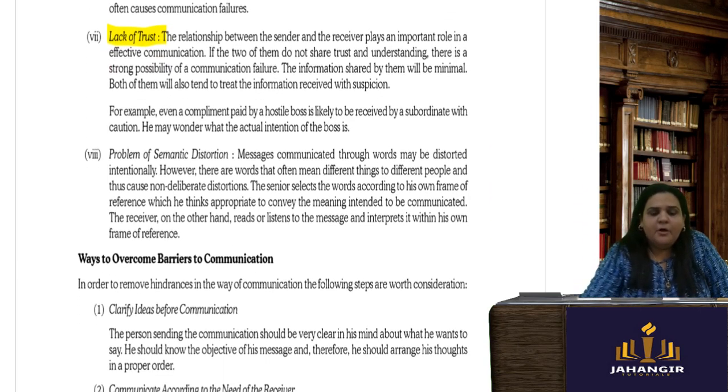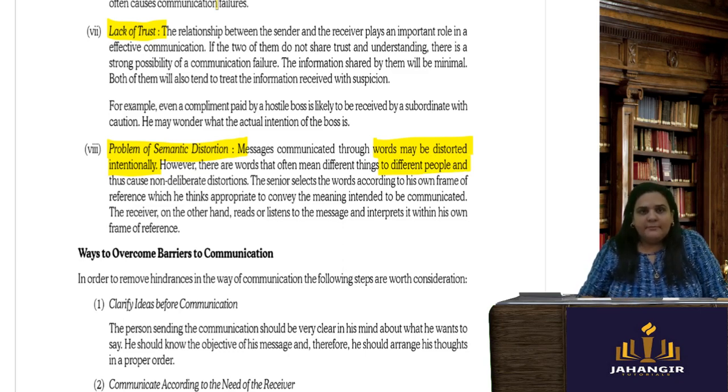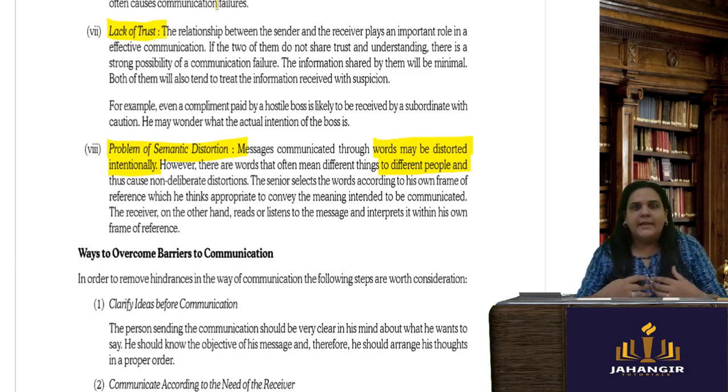Then the problem of semantic distortions. What is a semantic distortion? Messages which are communicated through words may be distorted intentionally, purposely. However, there are words that often mean different things to different people, hence they are not deliberately distorted. Sometimes, with a given reference, I may talk about something in light of my own experience, but that might mean something else to you. That is known as a semantic distortion.